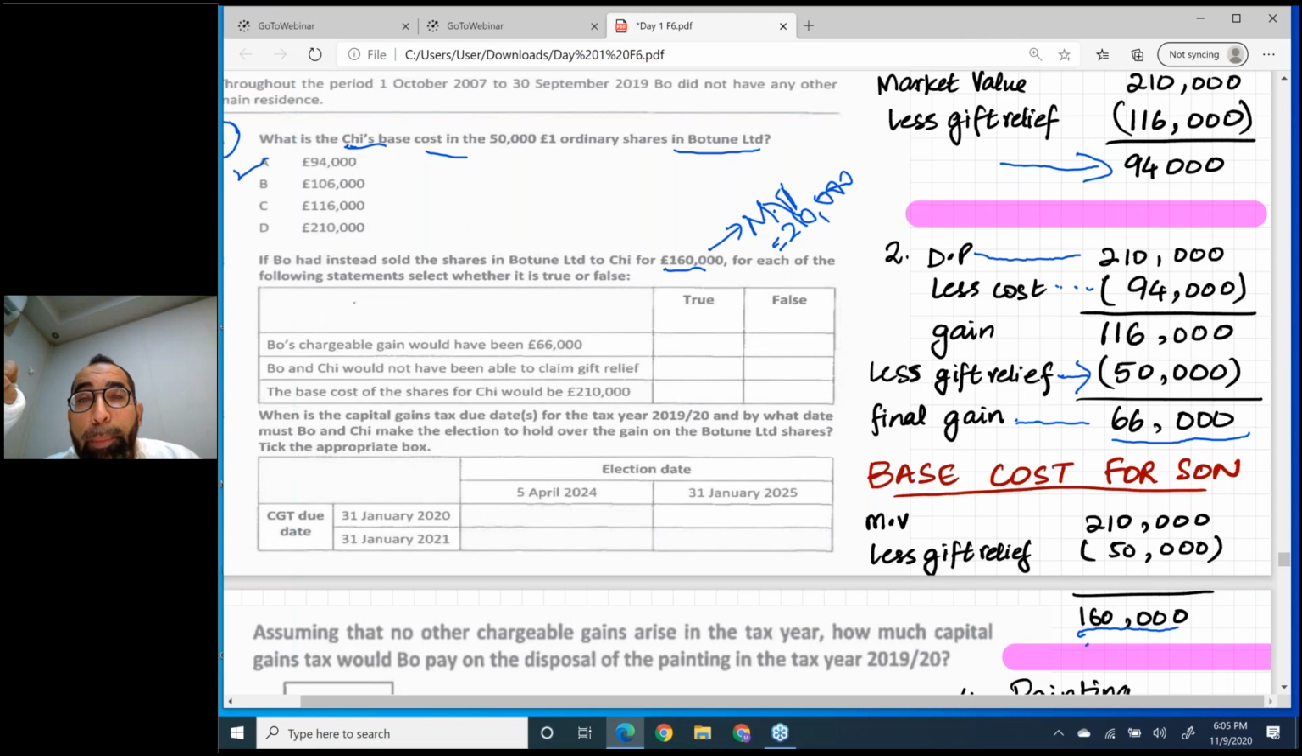If Bo had instead sold the shares for 160 for each of the following, select true or false. Bo's means Daddy's. Dad's final chargeable gain would have been 66. True. Yes, Dad's final chargeable gain is 66. This is very true.